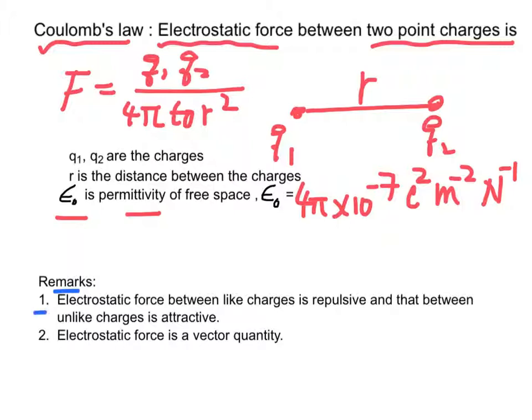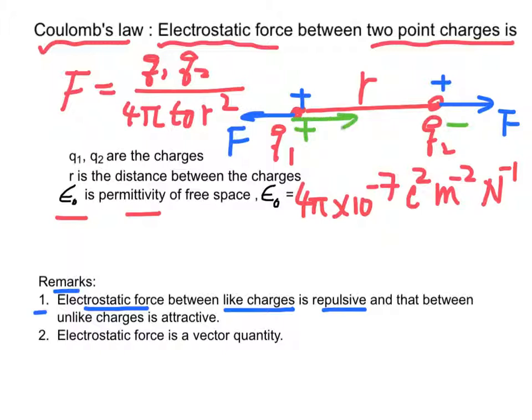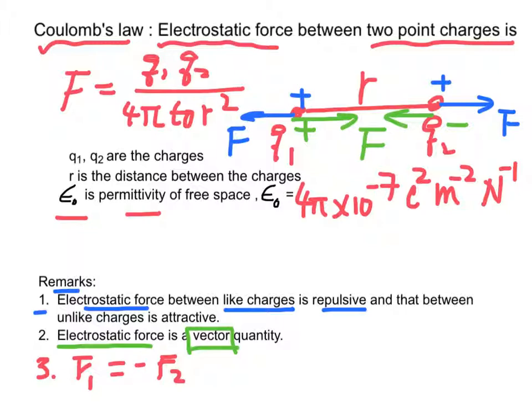Remarks. 1. Electrostatic force between like charges is repulsive, and that between unlike charges is attractive. 2. Notice that electrostatic force is a vector quantity. 3. Electrostatic forces are action and reaction pairs. That means the force on 1 is equal to the force on 2 with their directions opposite.